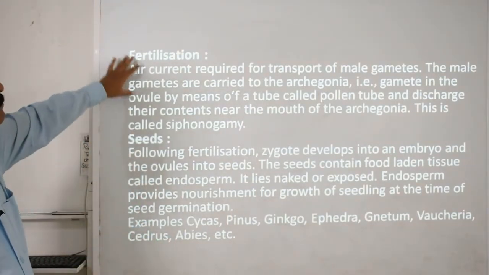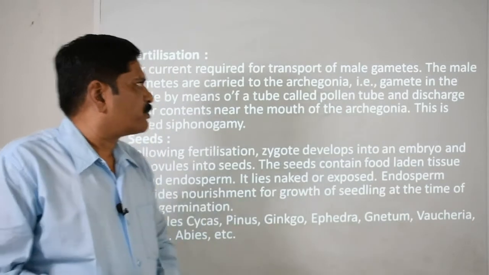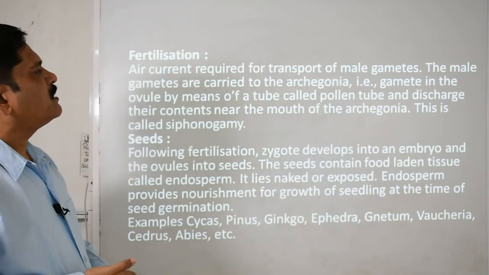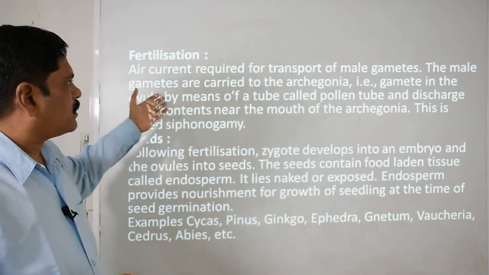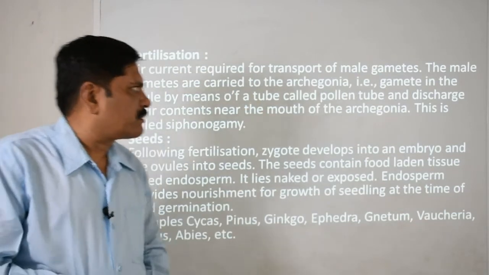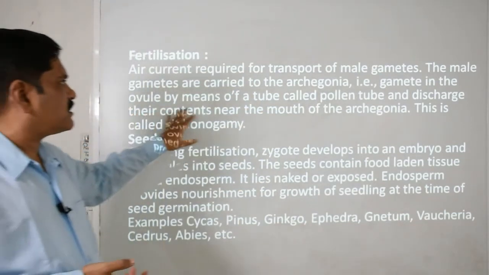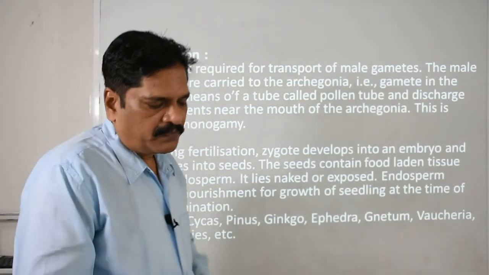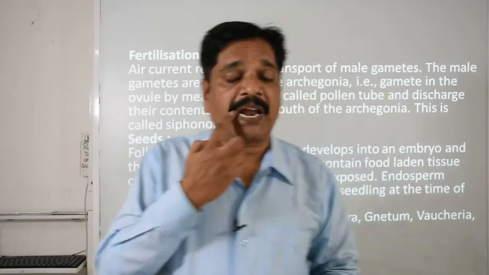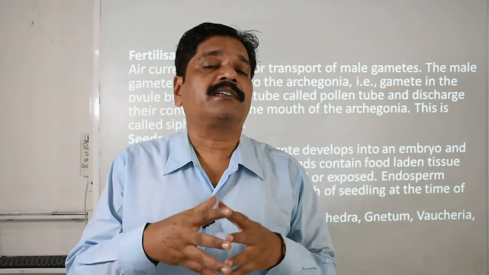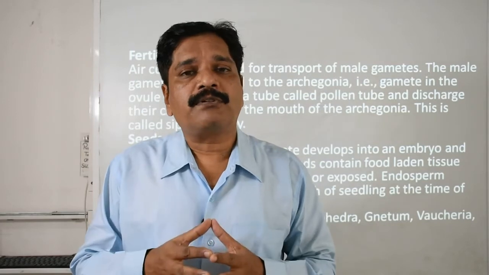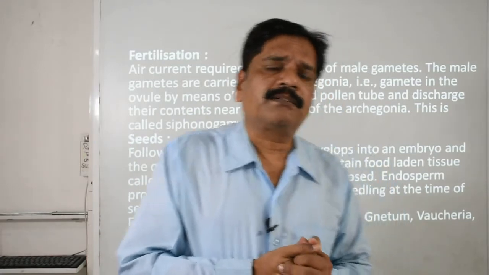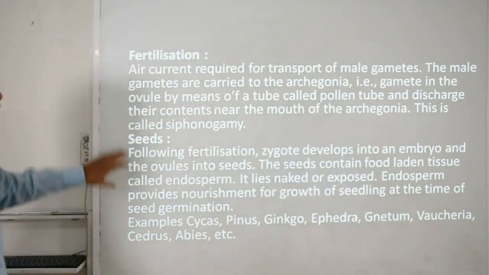Now the fertilization: the air current is required for the transport of male gametes, and the male gametes are carried to the archegonia, okay, and then a tube-like structure like the pollen tube discharges their content near the mouth of the archegonia, and this is called siphonogamy, okay. A siphon-like structure, that means a tubular structure, is produced by the male gametophyte, and it goes to the archegonial place for the fertilization and fusion, okay.